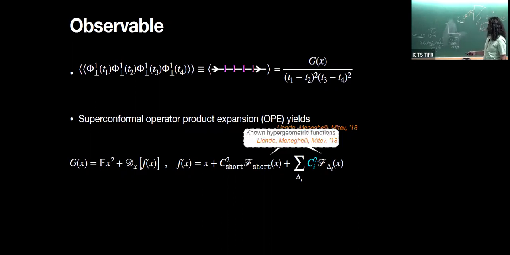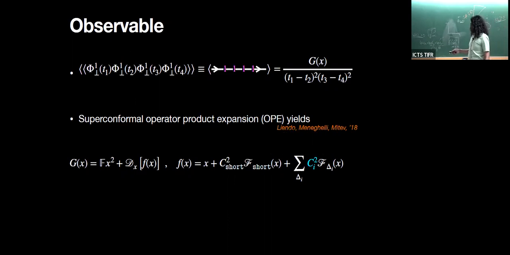The second term is C square short times F short. The C square short and F here are related to each other, like 1 plus C square is F. And this is completely known. We can calculate it completely using integrability results already. F short are just superconformal blocks, and they are known hypergeometric functions, again calculated by these authors. And finally, we have the sum over here over delta I.